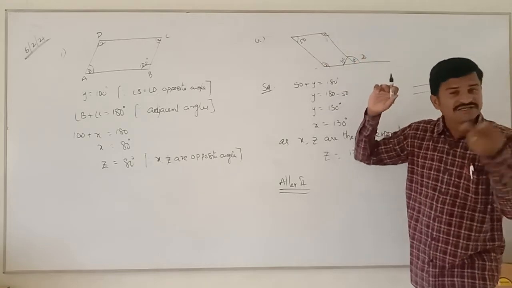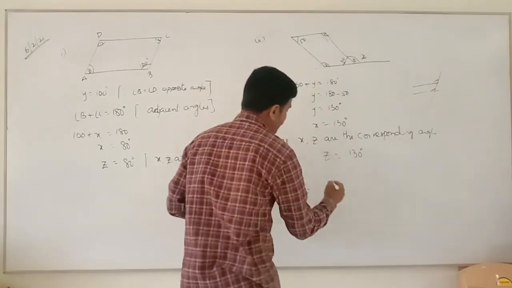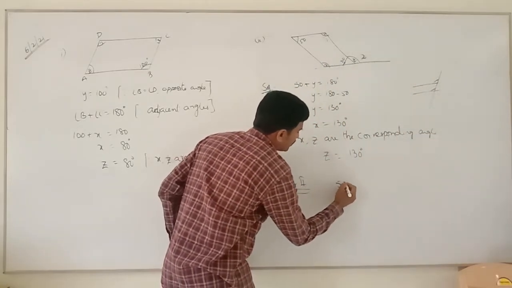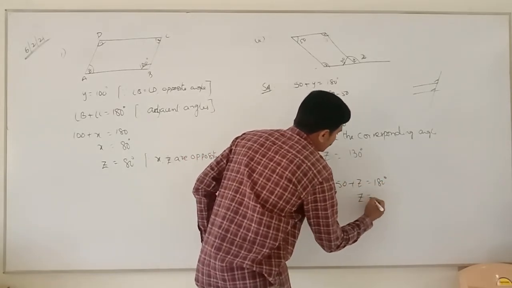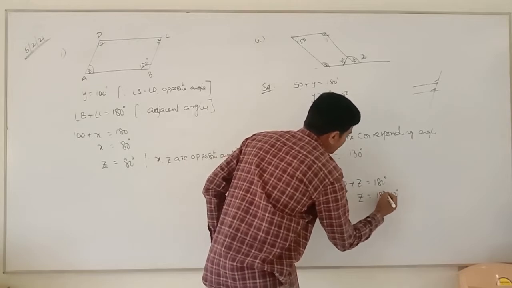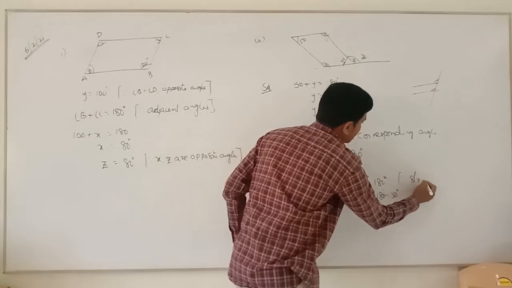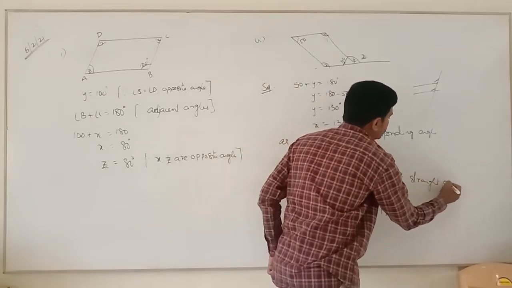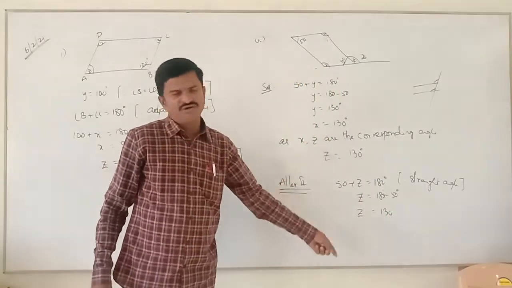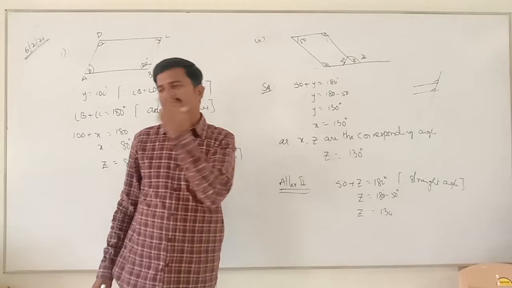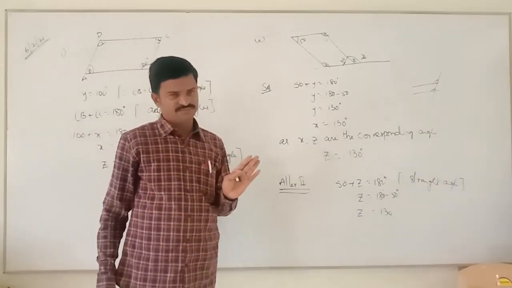50 plus z is a straight angle. What is the measure of a straight angle? 180. So 50 plus z equals 180. Then z is equal to how much? 180 minus 50. Z equals 130, because it is a straight angle. So in this way also you can find it. Whatever method we are applying, you just have to check whether it is right or not. Are you clear or not?